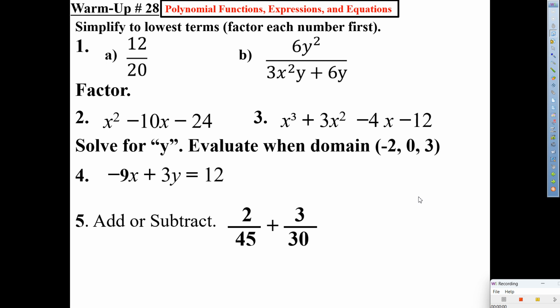Everyone, welcome back to another exciting day of mathematics. Whoop, whoop. Warm-up number 28 is on the screen.